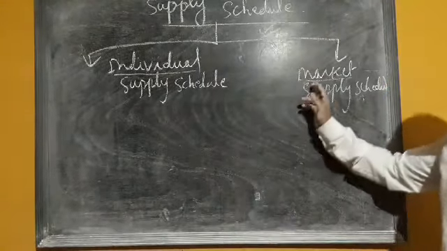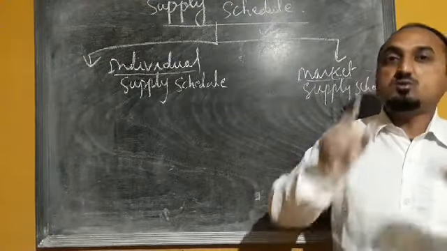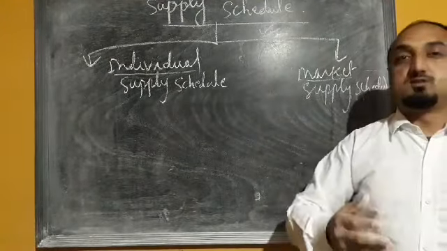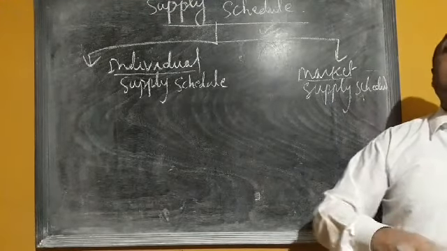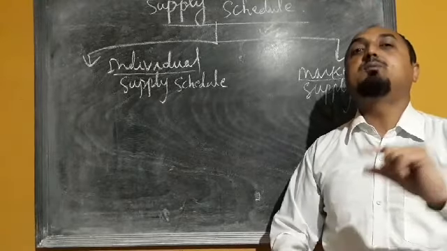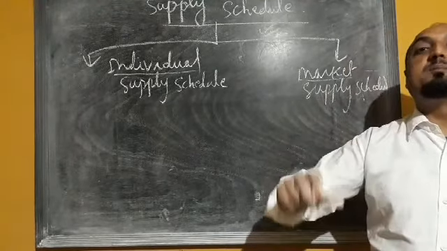Whereas in the case of this market supply schedule, it is also a tabular representation, but in this case many producers, we can say that all the producers are willing to produce and offer for sale at different prices during a given period of time.